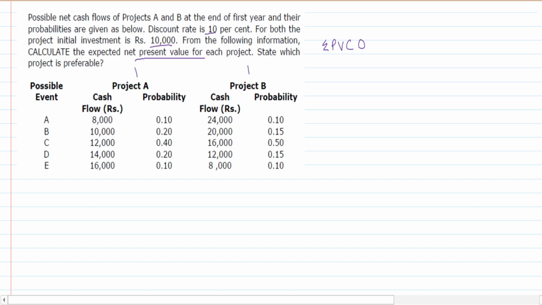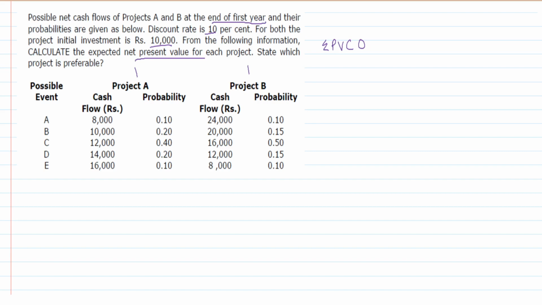Now, normally they will give us the life of the project. If I do project A, then for how many years will these cash flows be generated? They haven't given us the number of years. So we will have to assume that it will be only for 1 year. Also, in the first line, they are saying possible net cash flows of projects A and B at the end of the first year. So it seems to be a 1 year project.